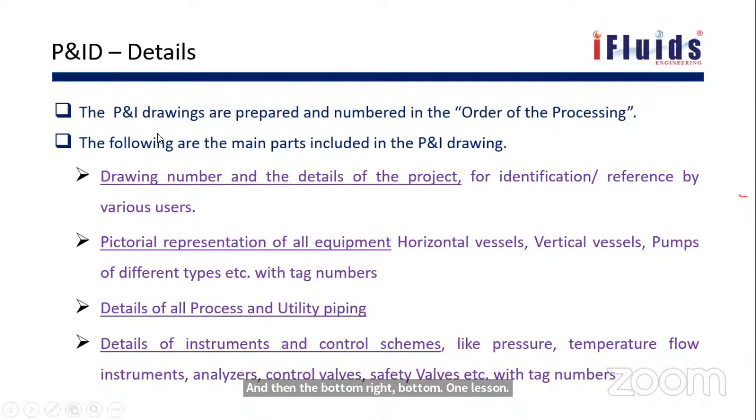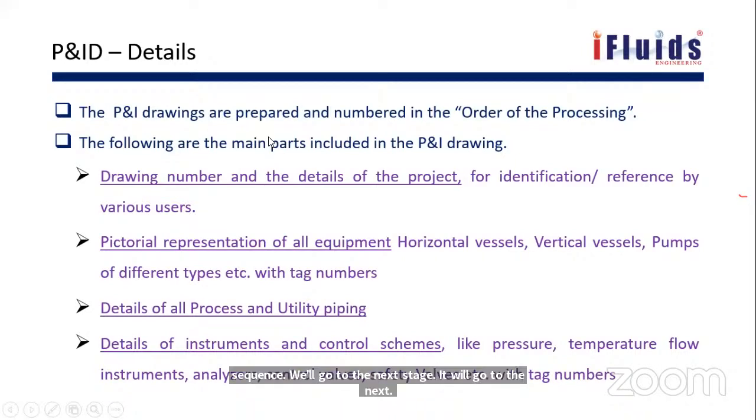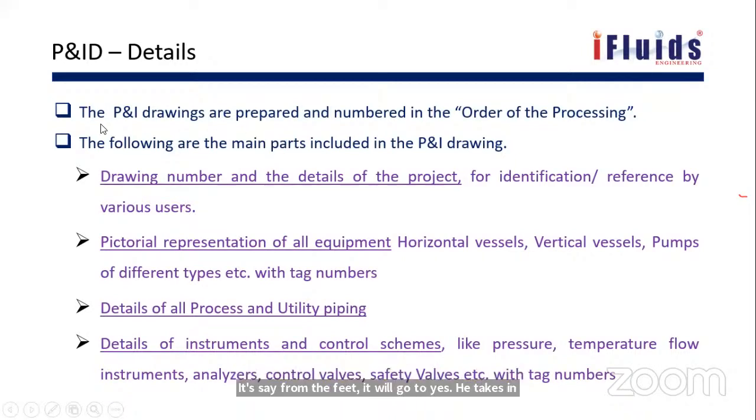And PNIDs are prepared and numbered in the order of processing. If I have 50 drawings, you can see the sequence. It will start from the feed and then go in sequence to the next stage. Say from the feed, it will go to a heat exchanger, then to a surge vessel, then to a pump. The PNID numbering will be in that order.